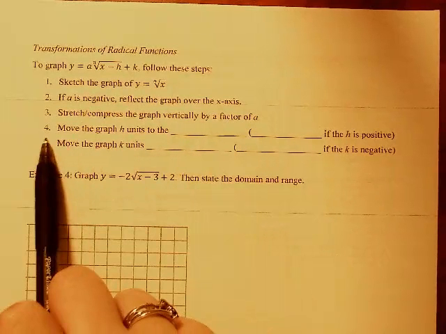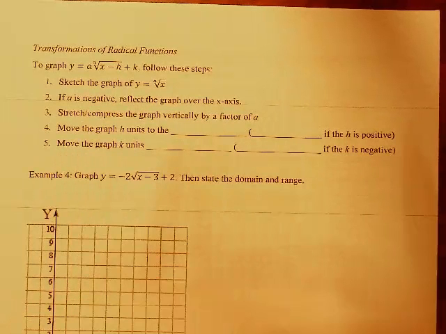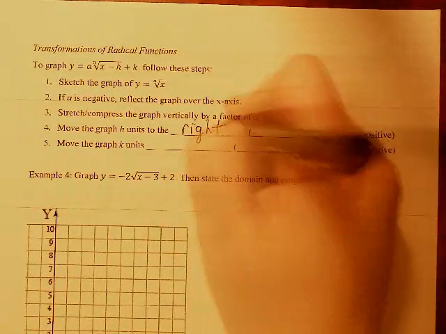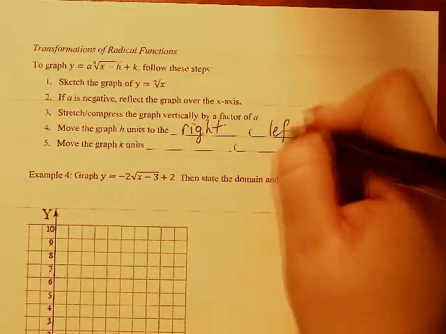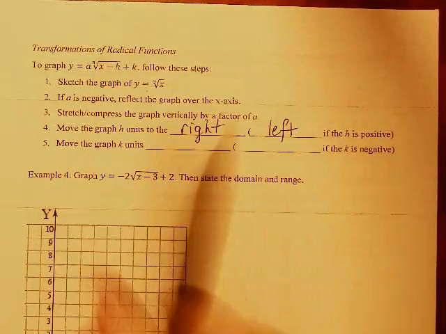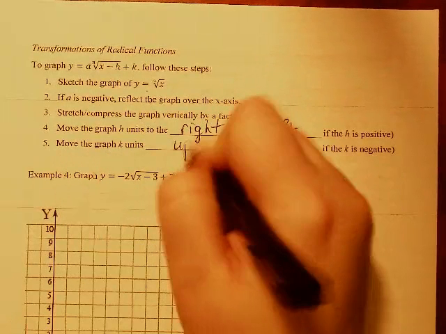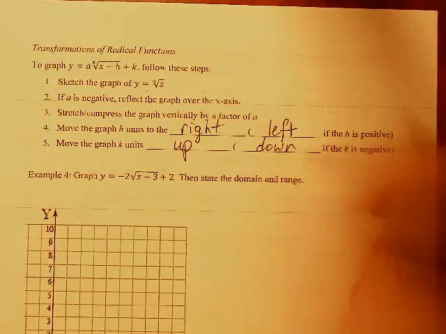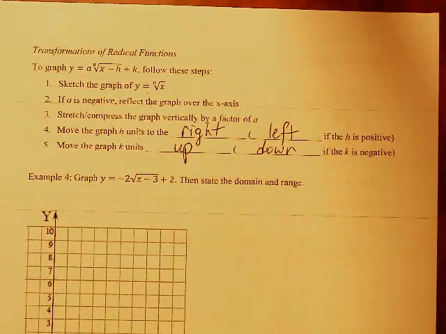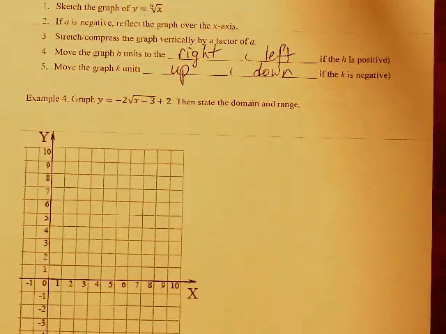Step 4 is move the graph h units to the right, and left if there's a plus sign here, and move the graph k units up, down if there's a minus sign here. Okay, so we are going to graph this function here.